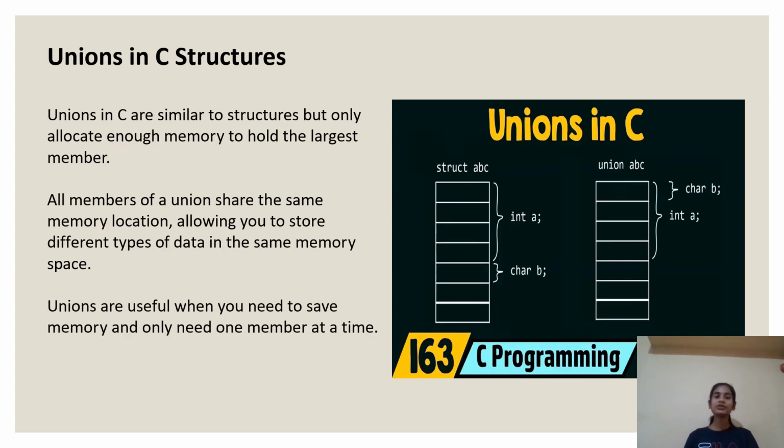Unions in C. Unions in C are similar to structures but only allocate enough memory to hold the largest member. All members of the union share the same memory location, allowing you to store different types of data in the same memory space. Unions are useful when you need to save memory and only need one member at a time.